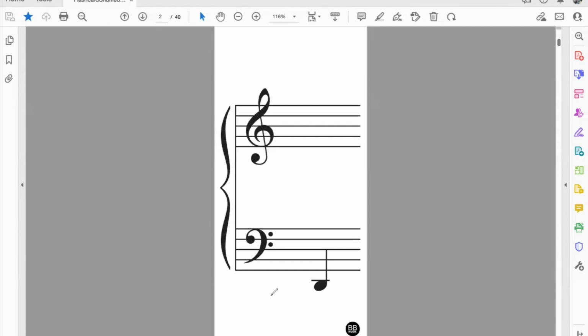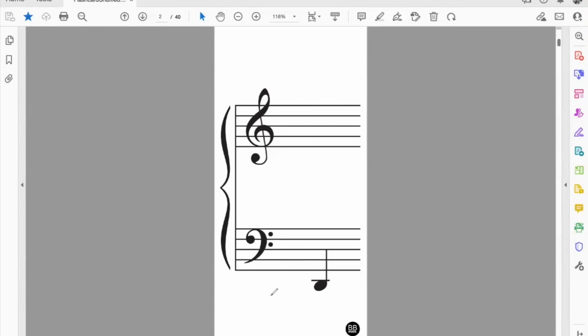Let's do it backwards. A, G, F, E, D, C, B, A, G, F, E, D, C, B, A. Sorry, I skipped. Okay, so now we're going to go forwards and skips. You ready?